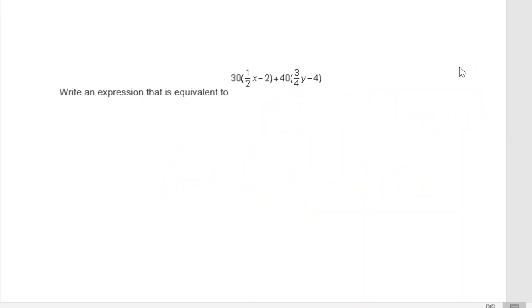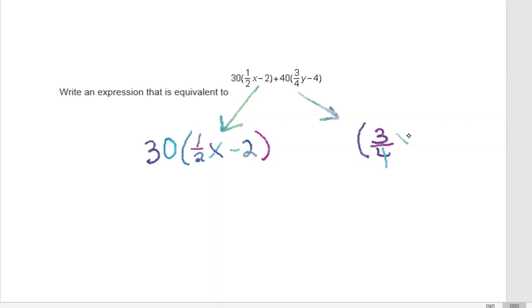The last example here is using the distributive property twice and then looking to see if there are any like terms we can combine. In this first parentheses, 1/2 x minus 2, each of those terms is being multiplied by positive 30. In this second parentheses, 3/4 y minus 4, each of those terms is being multiplied by positive 40.